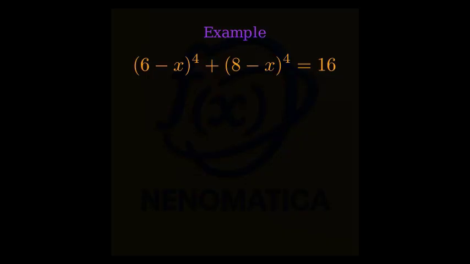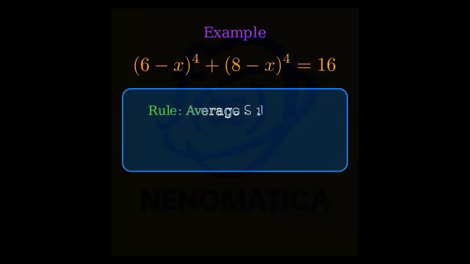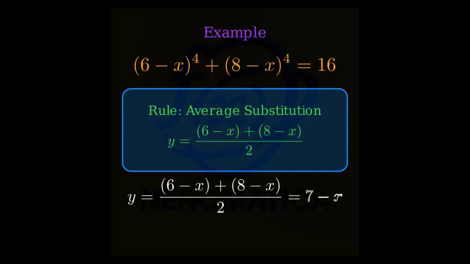Define y as the average of the two bases, (6 minus x) and (8 minus x). That gives y equals (6 minus x plus 8 minus x) over 2, which simplifies to 7 minus x. From this, we can also write x equals 7 minus y. This single substitution will make the powers symmetric around 0.